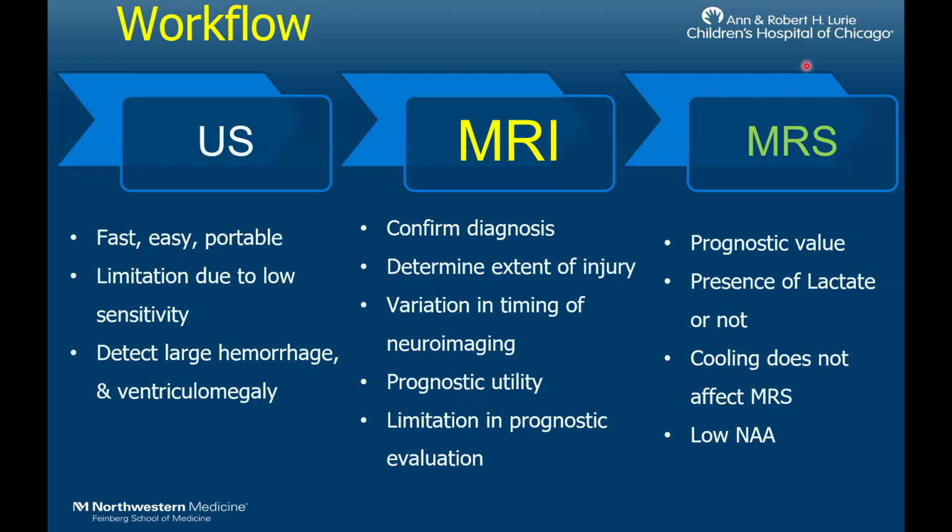And then you can also add MRS. That also has some prognostic value, whether there's a presence of lactic peak or not. Again, that's a sign of abnormal metabolic activity and acute injury. Again, helping more of a confirmation and help guide management. You can also look for a low NAA peak, which is a sign for neuronal loss. Now, just as an added point, cooling does not affect the MRS in any way.